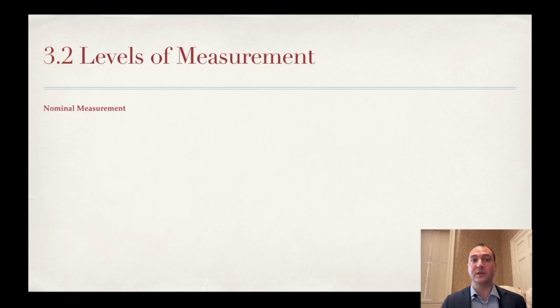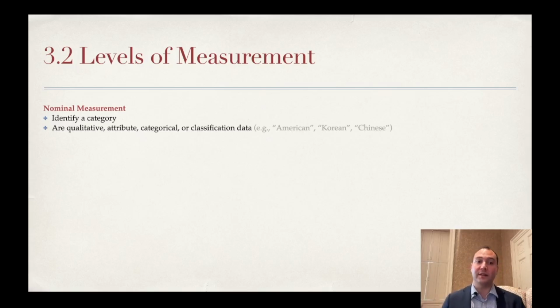Nominal is the lowest level of measurement. Nominal, nom, meaning name, is just identifying or naming categories. They are qualitative, attribute, categorical, or classification data. So for example, one is not better than the others. They're just different groups. For example, I'm American, my wife is Korean. None is higher or lower, or better or worse than another group. They're just different groups. They're different categories. They're different names of groups.